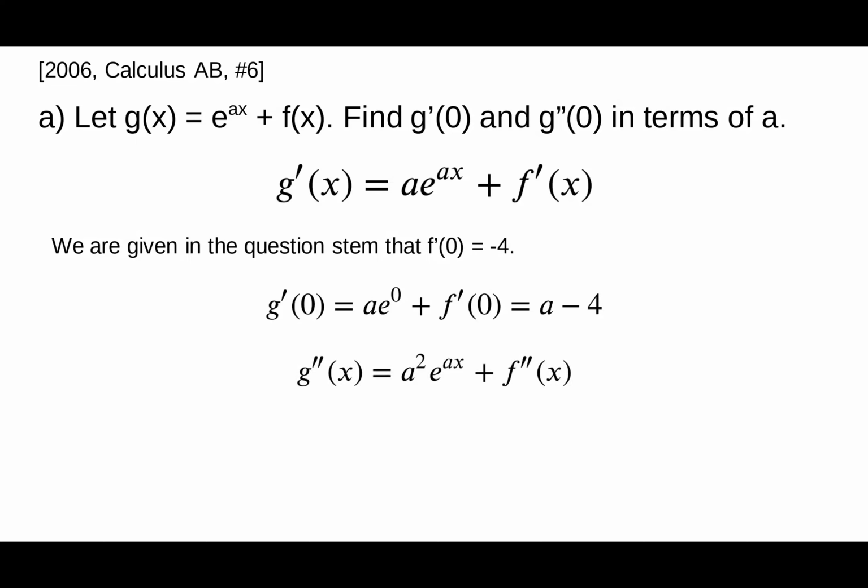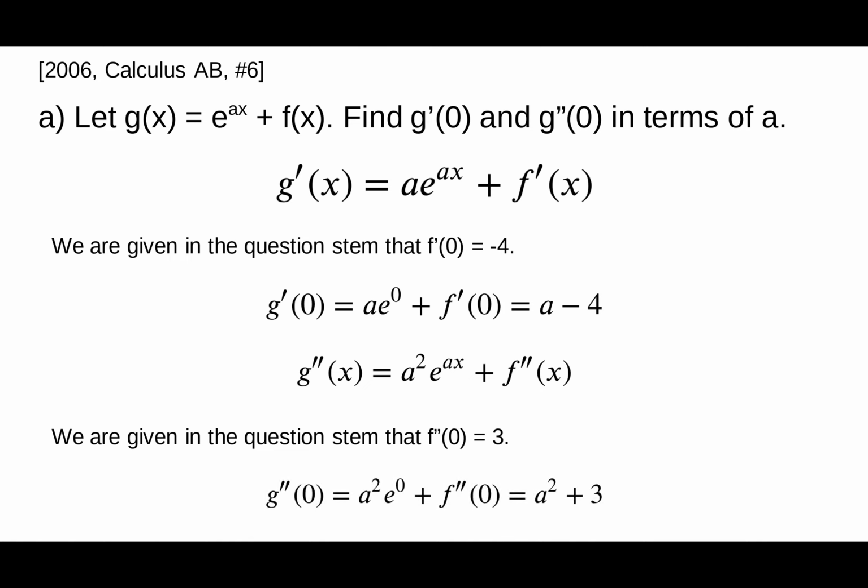G double prime of x, if we differentiate again, we get a squared e to the ax plus f double prime of x. And if we want to find g double prime of 0, we need to know f double prime of 0, which we are given in the question stem, that is 3. And then we substitute x equals 0 in again. G double prime of 0 is going to be a squared times e to the 0 plus f double prime of 0, which is just going to be a squared plus 3.